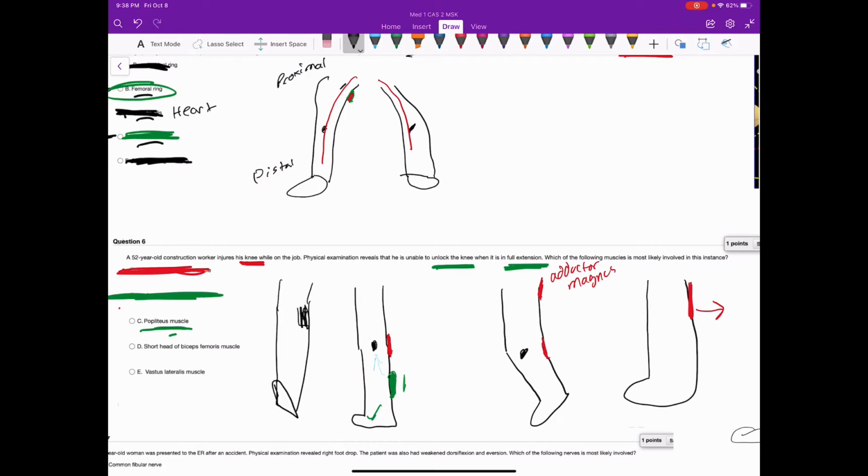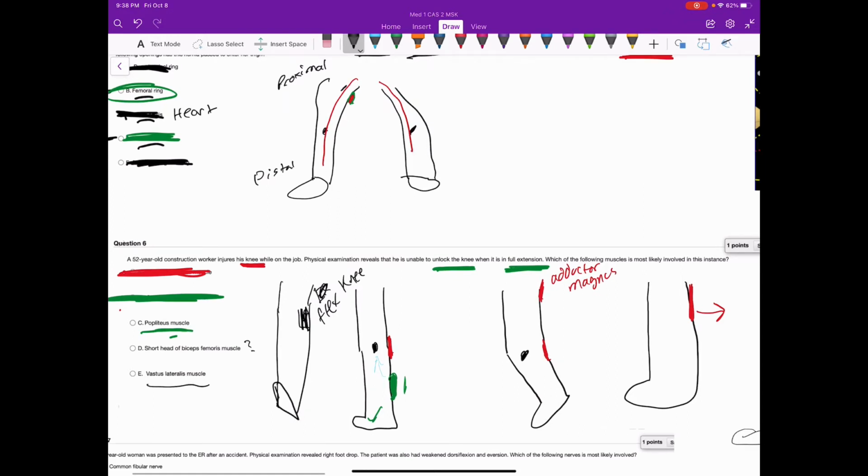Well, what does he do? Well, he helps to extend the leg, right? Extend the knee, I'm sorry. Flex the knee. He aids to flex the knee because he's posterior. If he aids to flex the knee, he might have something to do with unlocking it, but I don't know.